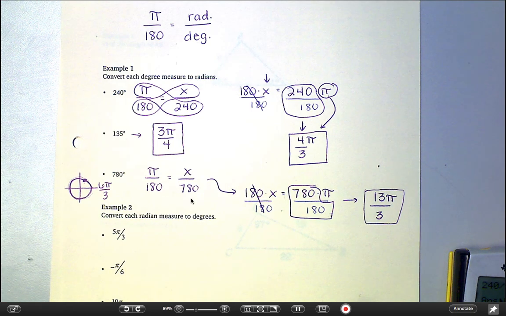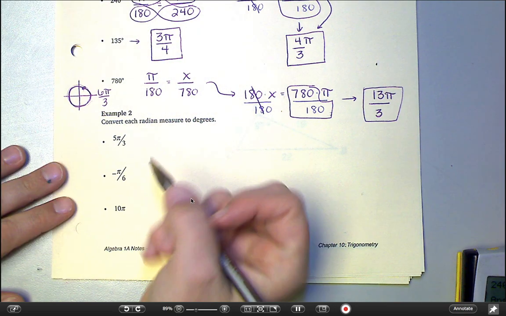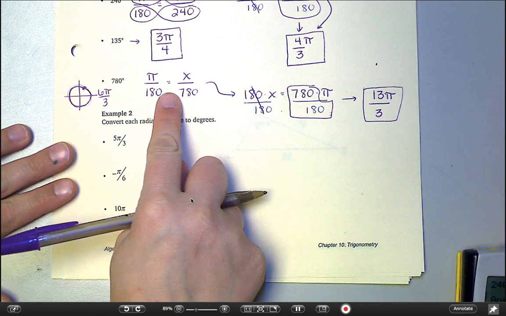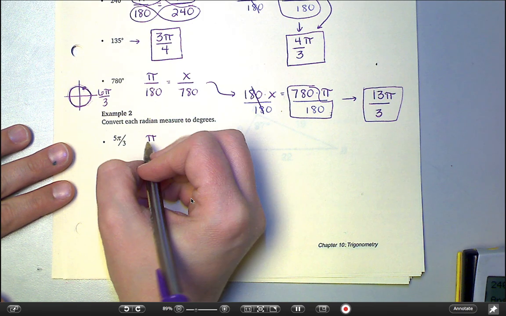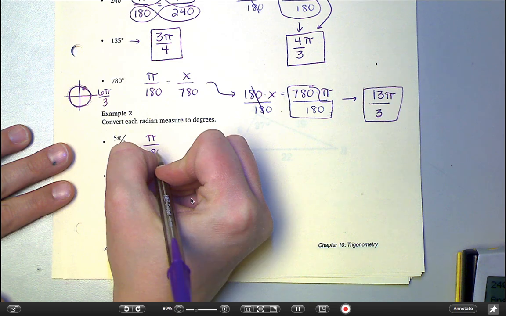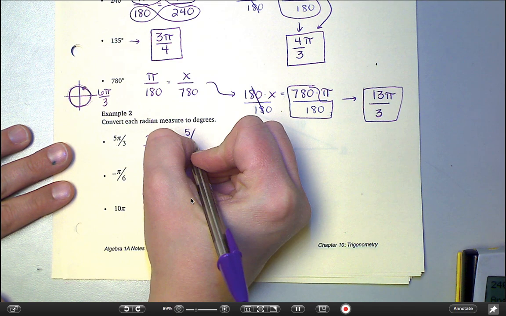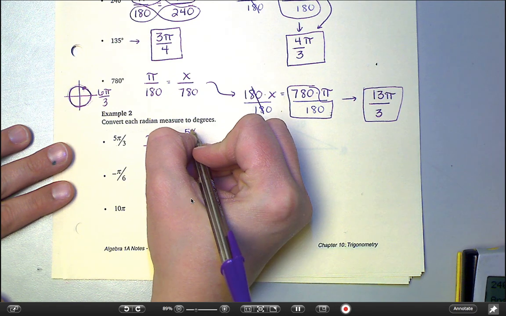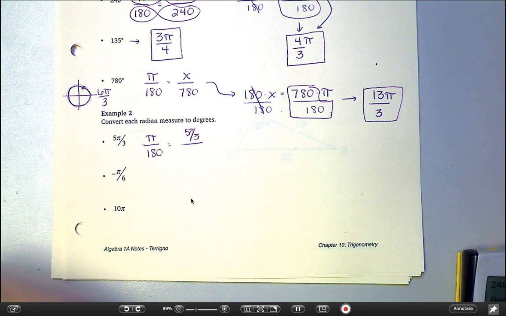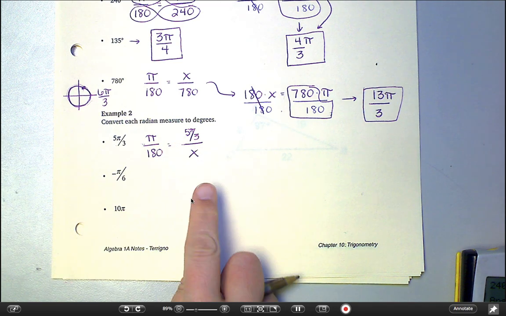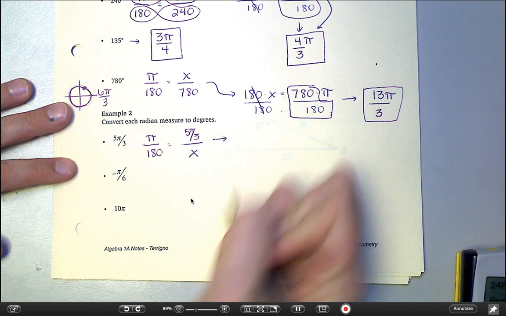Okay, so let's take a look at example 2 now, working with the radians. Just 1 second. I'm still going to start this same way. So I'm going to start with the pi over 180. This time, though, that 5 pi over 3 is going across from the pi. And then this is my x down here, because this is what I'm looking for, is the degree measure. Just like before, I'm going to cross multiply.